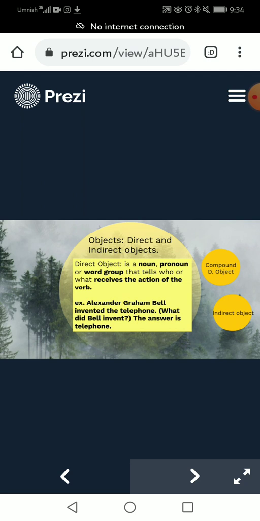Moving to objects. Direct and indirect objects. Now, the direct object is a noun, pronoun, or word group that tells who or what receives the action of the verb. Direct object and indirect object come after an action verb. For example, Alexander Graham Bell invented the telephone. What did Bell invent? The answer to this question will be telephone. So telephone here is the direct object.